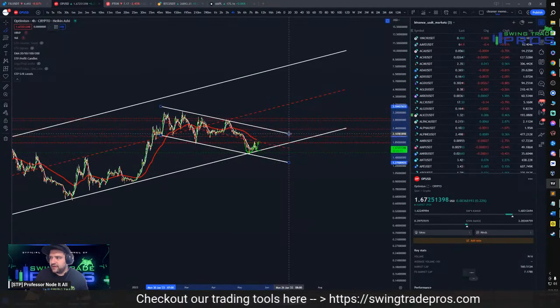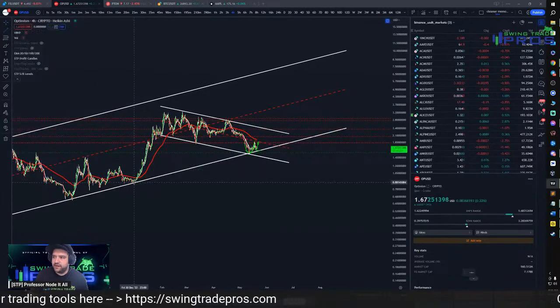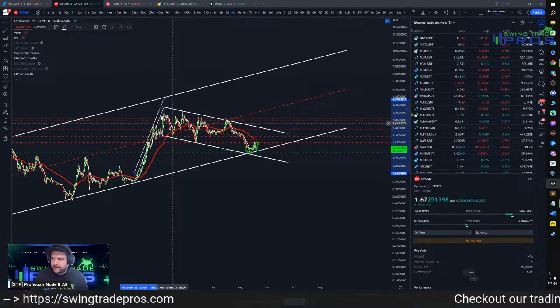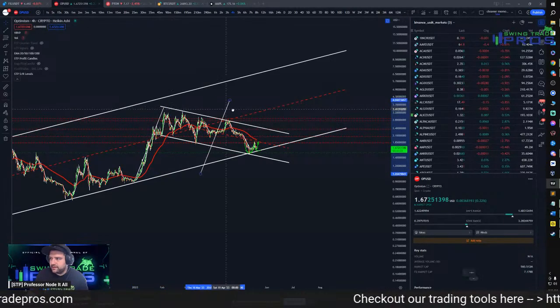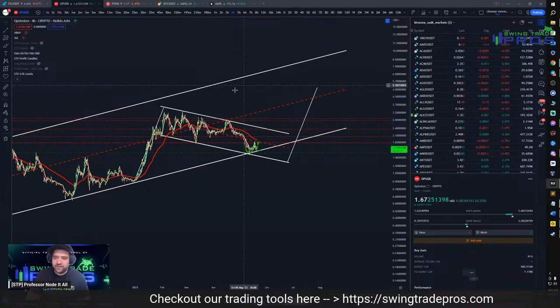Right, and you have this channel here. You can see that that's basically a bull flag, right? So you have your flag here, and you're at the bottom of that flag right now, and this could mean something like this in the future. Okay, maybe a $5 OP.